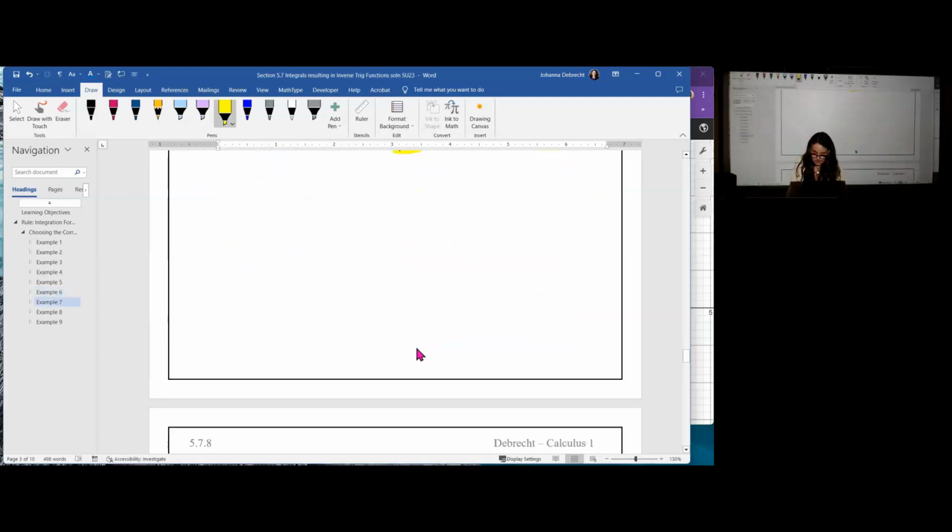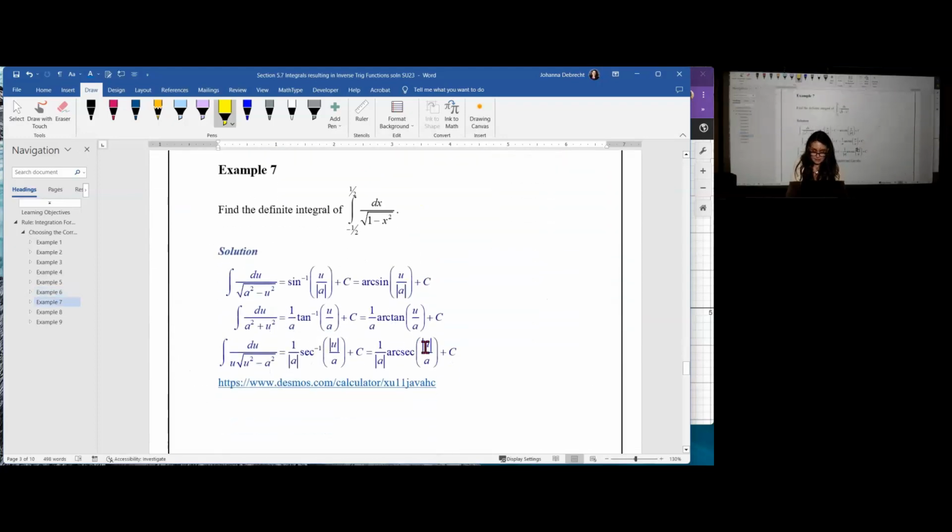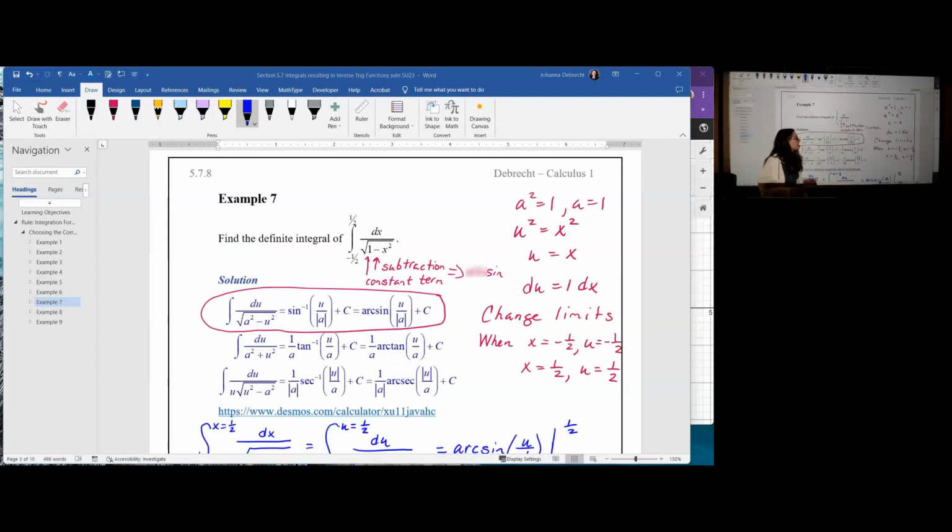When we look at example 7, we have a definite integral again. Go ahead and pause the video, work this one out on your own, then turn the video back on so we can compare our results. Don't forget that because it's a definite integral, looking for a definite number, you should switch your limits of integration to u values as well. So let's compare our results.